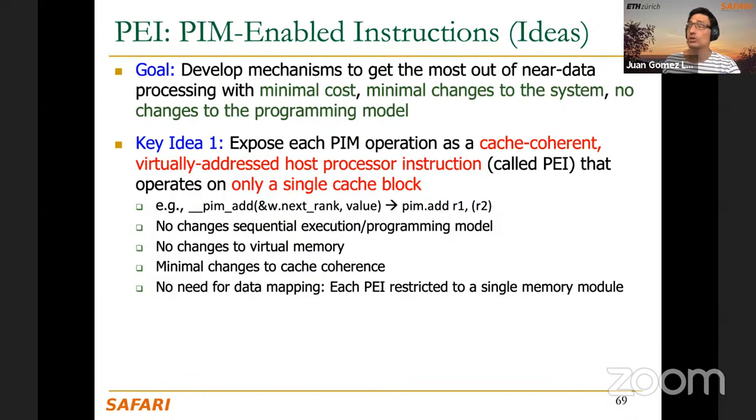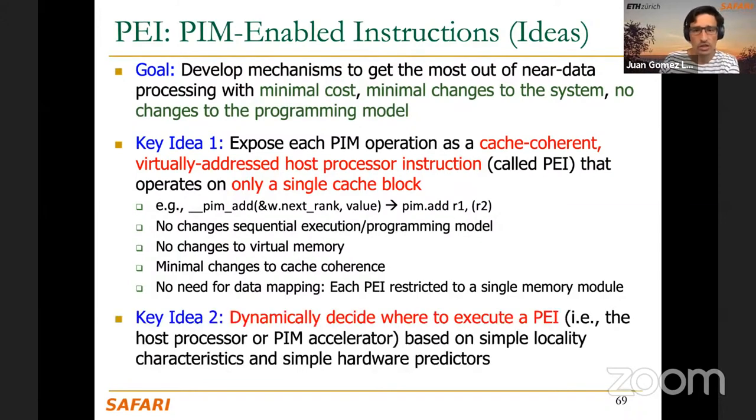And there's no need to worry about data mapping, because each processing element that executes PEI instructions near the memory operates on a single cache block. And because it operates on a single cache block, this cache block is going to reside in the same memory module, right? So we don't need to worry about having to get some data that is residing on another stack, similar to what we had to do in Tesseract. So this is much simpler because of this restriction of operating on a single cache line.